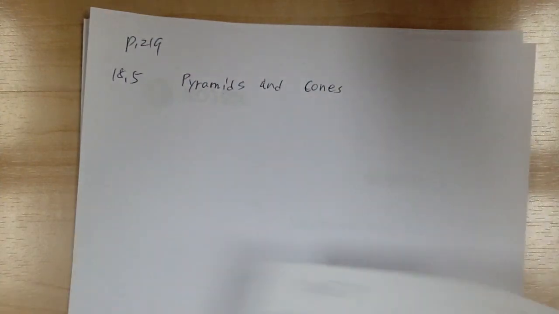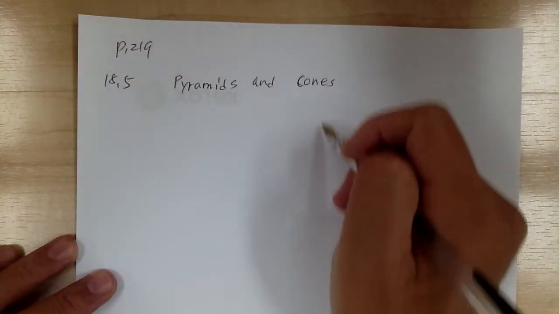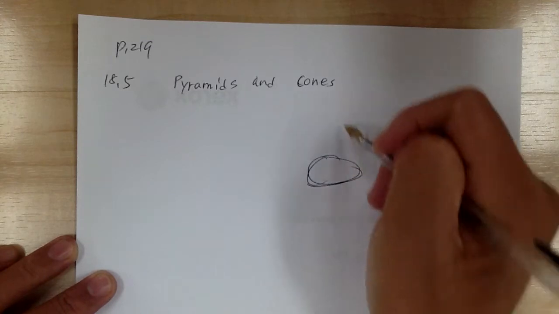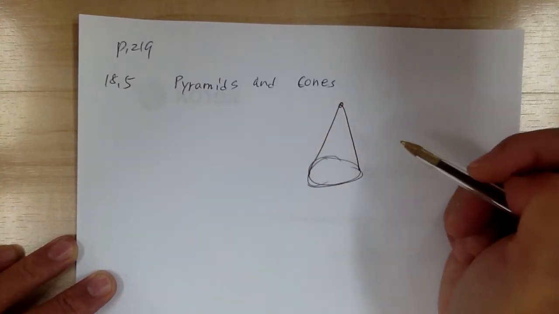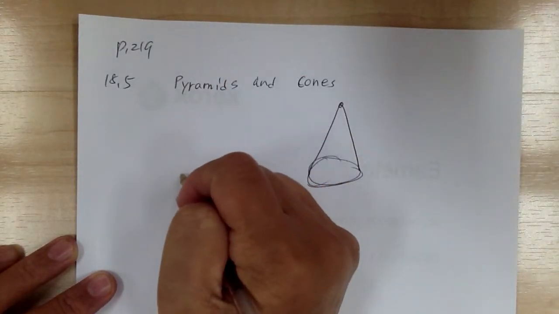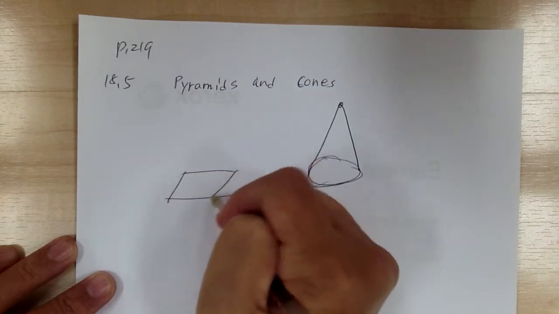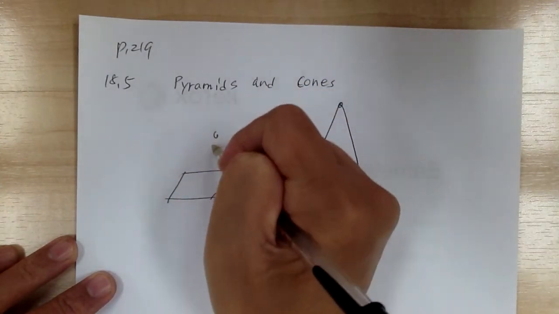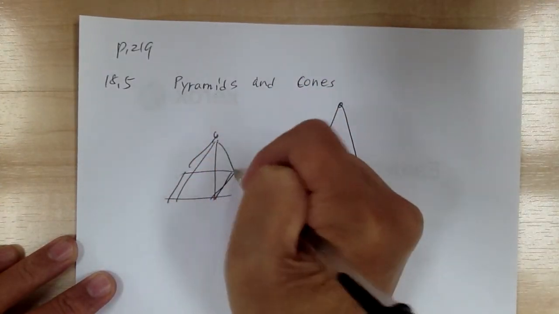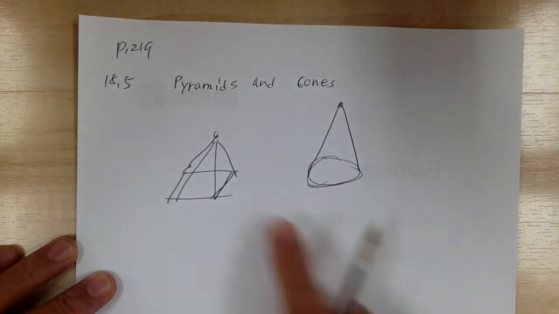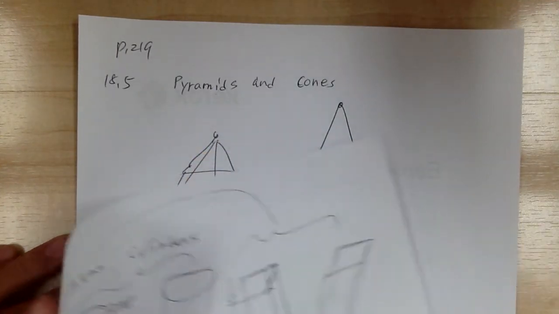So example of that, the cone would be a circular base, and you have a point on top like this. The pyramid, let's say if you have a square or whatever polygon, and you have a point out here. Okay, and that's it. So you can see the difference.